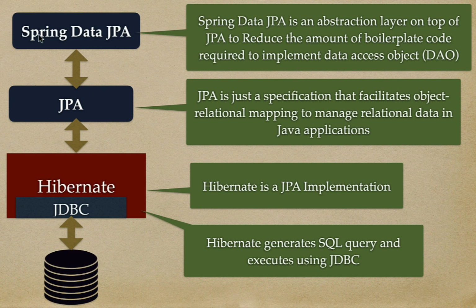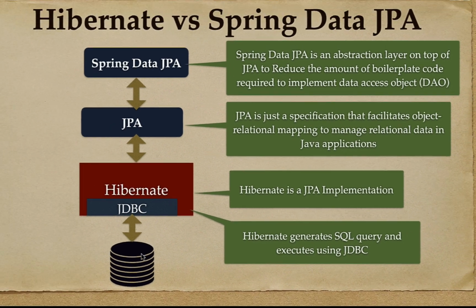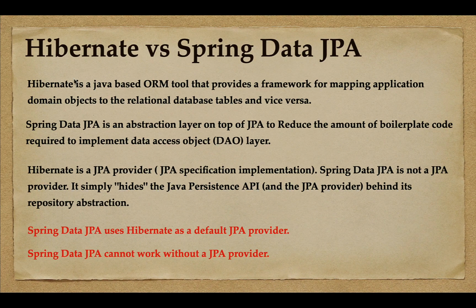Alright, so Spring Data JPA internally uses JPA APIs and Hibernate basically implements JPA APIs. And if you can see here, Hibernate internally uses JDBC to communicate with the database. This is basically how the flow goes. Spring Data JPA internally uses JPA APIs, Hibernate implements JPA APIs, and Hibernate internally uses JDBC to communicate with the database. Well, let me summarize the difference between Hibernate and Spring Data JPA.